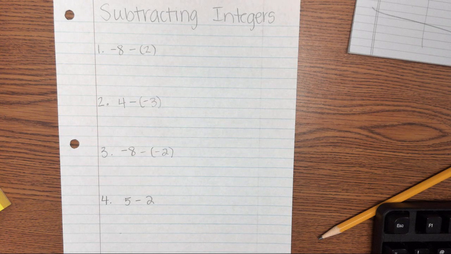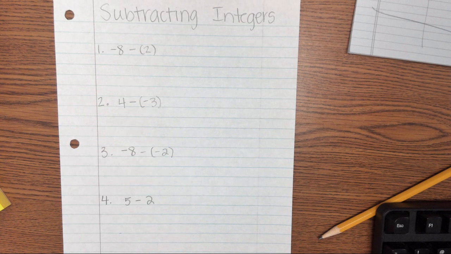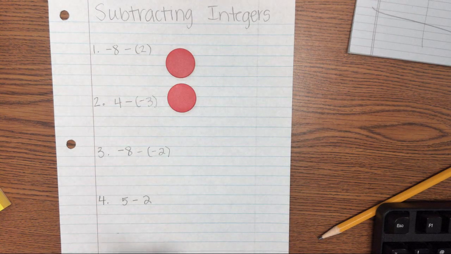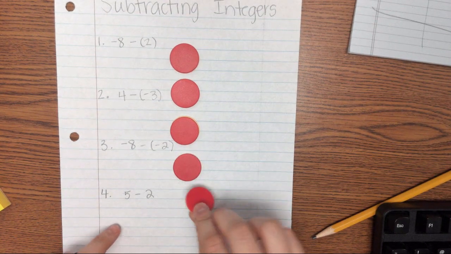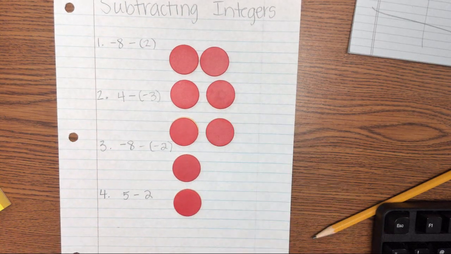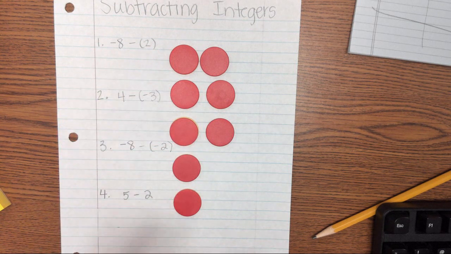I'm going to go ahead and review what we learned in class, and I'm going to start with the two-colored counters, doing number 1. So we have -8, so we're going to do -8 red ones. 1, 2, 3, 4, 5, 6, 7, 8. Okay, so it says -8 minus +2. I don't have any positives.